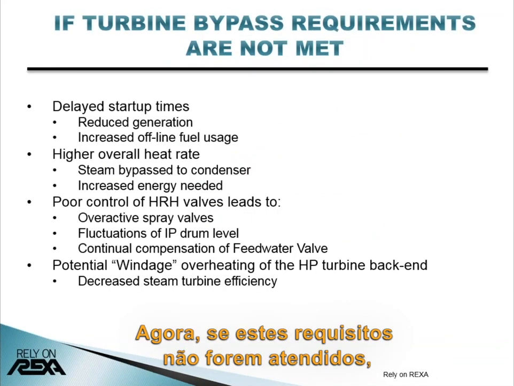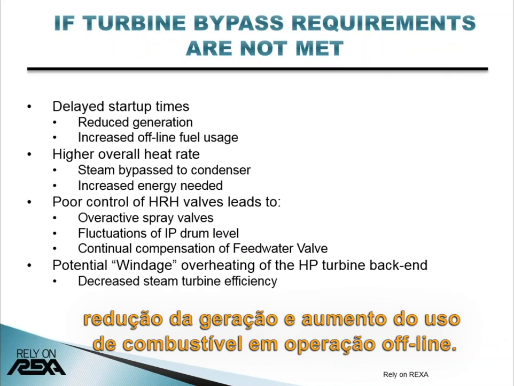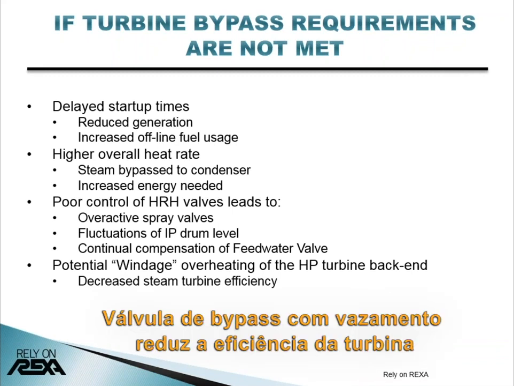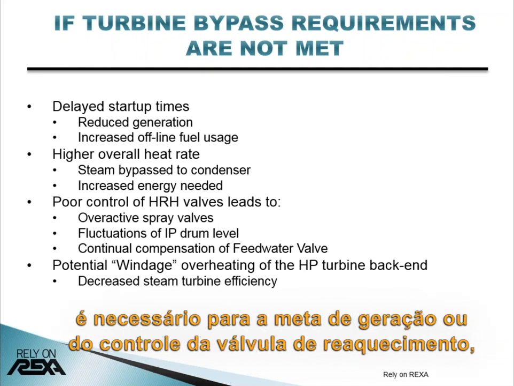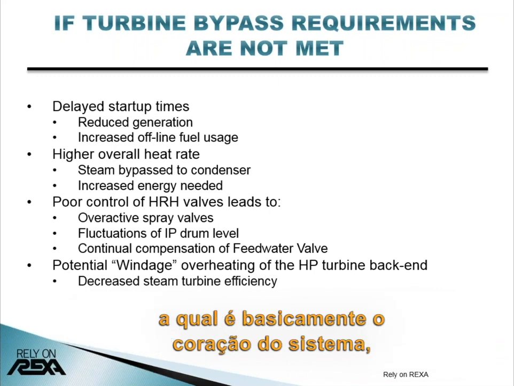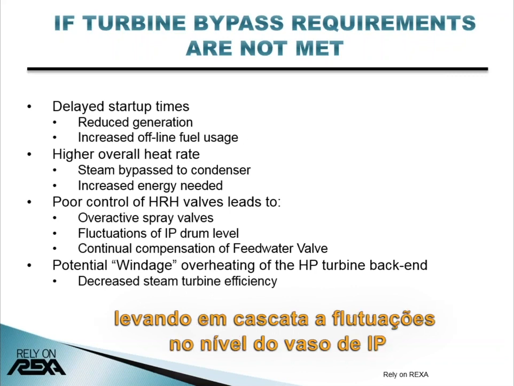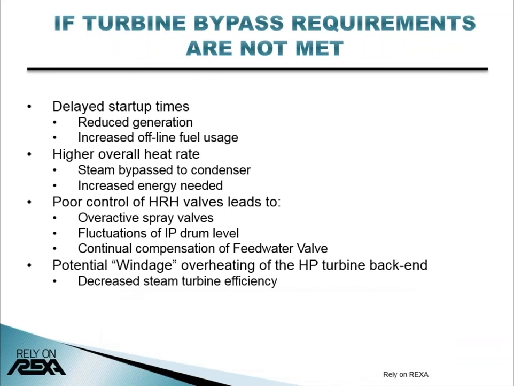Now, if these requirements are not met, this leads to a number of problems such as delayed startup times, reduced generation, and increased offline fuel usage. This can be a significant cost to the plant. Leaking bypass valves decrease turbine efficiency and increase overall heat rate as more steam is needed for required output. Poor control of the hot reheat valve, which is basically the heart of the system, leads to overactive spray valves, cascading down to fluctuations of the IP drum level, and continual compensation by the feed water valve.